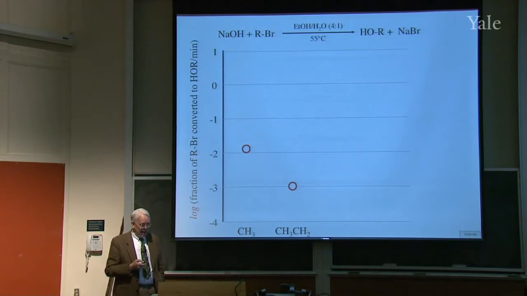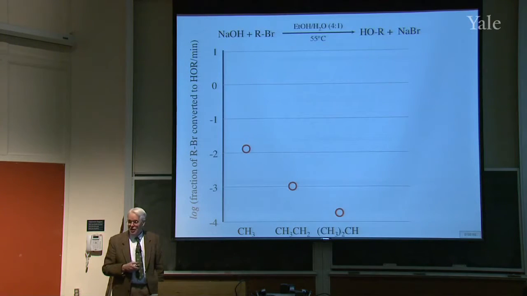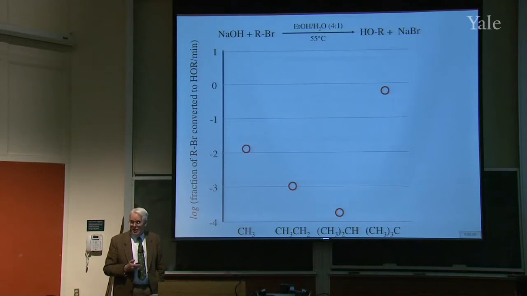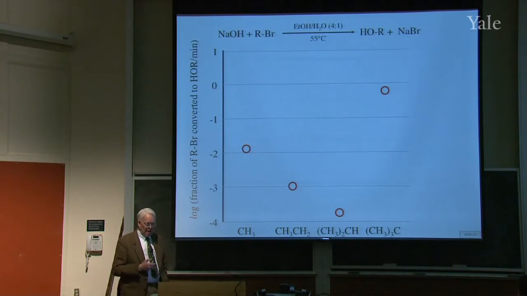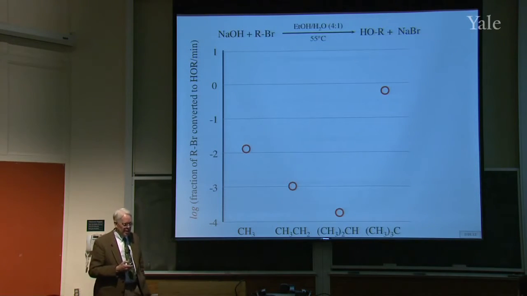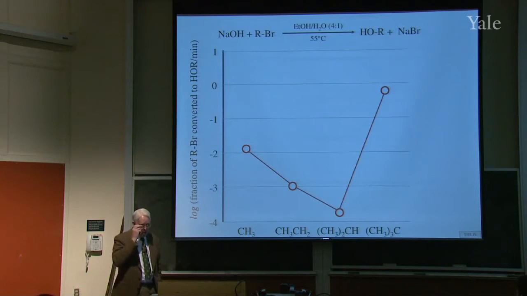If we make it ethyl bromide, it's only 0.1% per minute, right? What would you expect for isopropyl, right? Looks good. What do you expect for t-butyl, right? So there's something funny. Something has changed when we went from methyl, ethyl, isopropyl, and t-butyl, right?